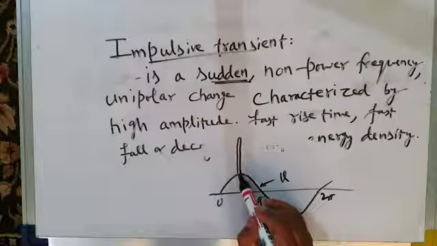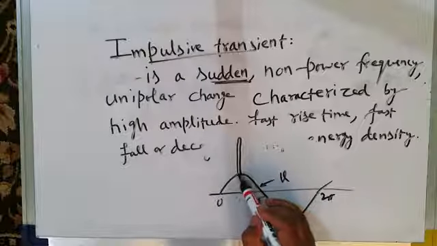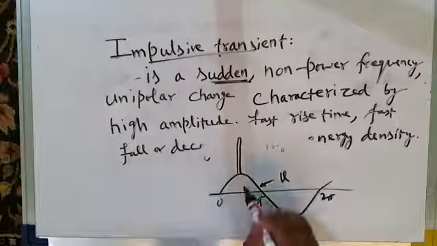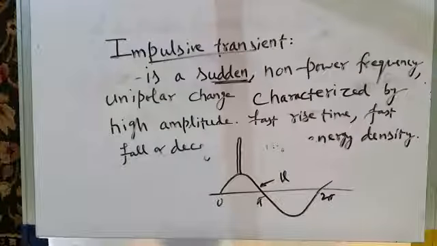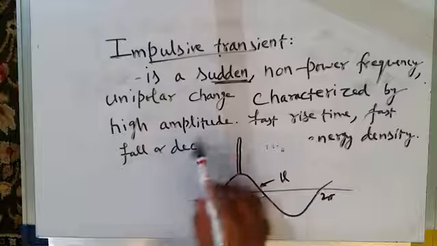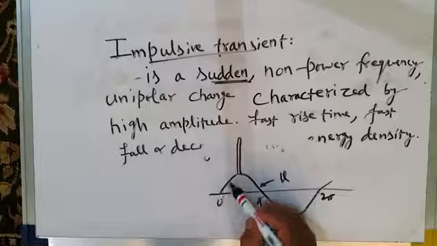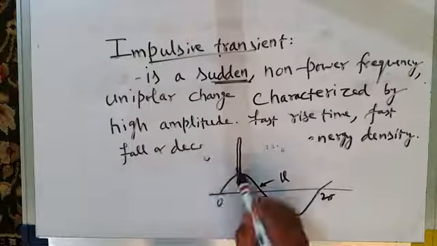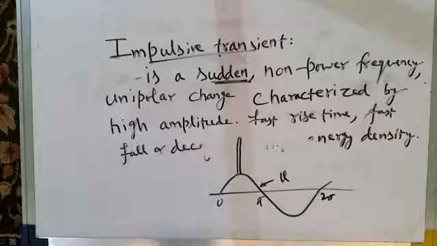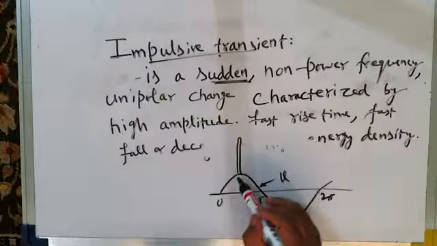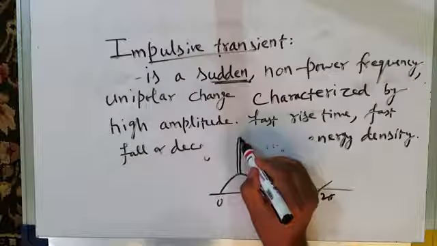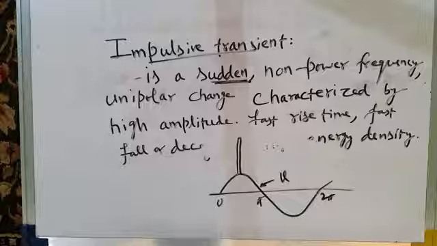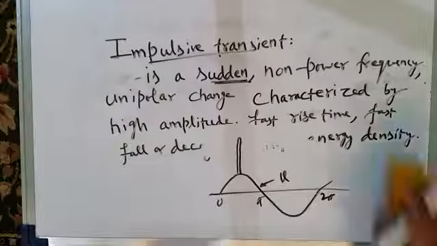It's a positive increase in the voltage. It may occur here. Right now I am showing it near the peak, but it may occur anywhere in the waveform. It may be a positive impulse, or it may occur in the negative half cycle of voltage also. It is characterized by high amplitude. If this voltage has a peak of 325 volts, this voltage may have an amplitude of thousands of volts. Fast rise time, you can see it rises very quickly. Fast decay time. It decays also very quickly, and it has a very high energy density. This is what you mean by impulsive transient.